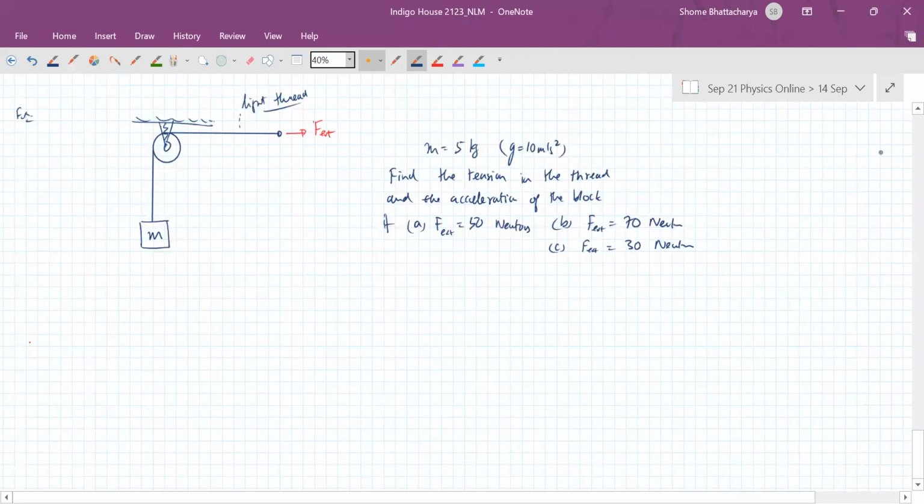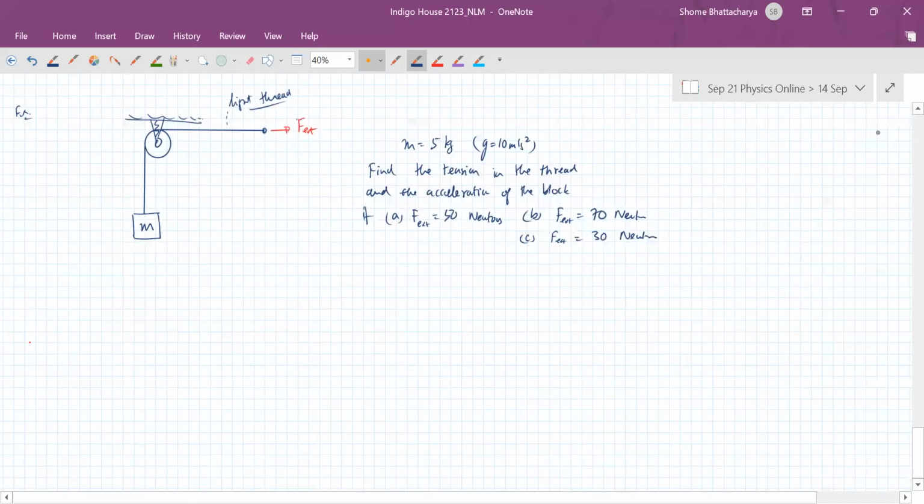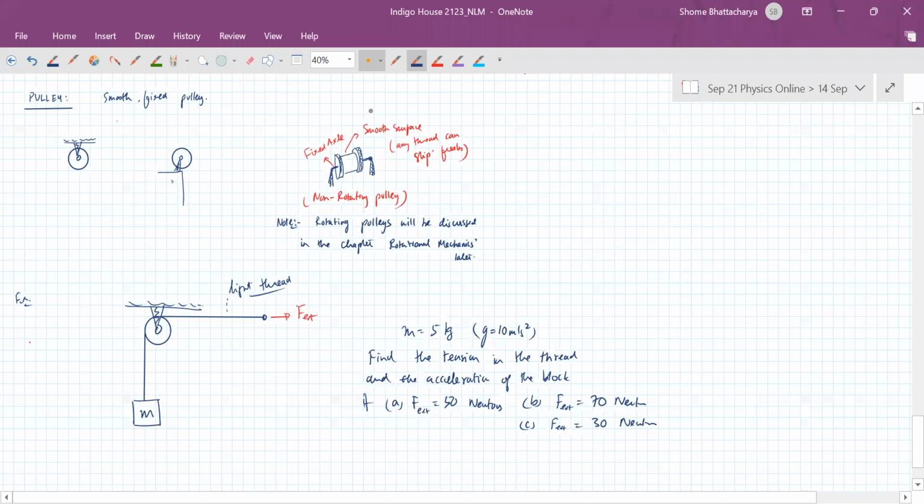First, you can just write down this section about pulleys. Yes. Yes, beta. You wanted to write this down? Yes, sir.